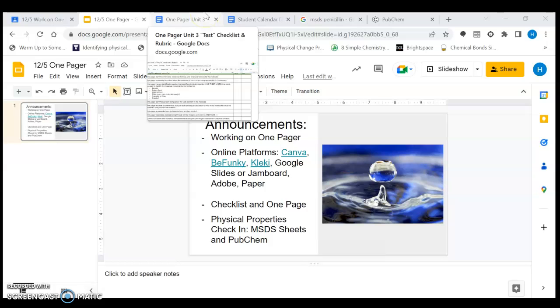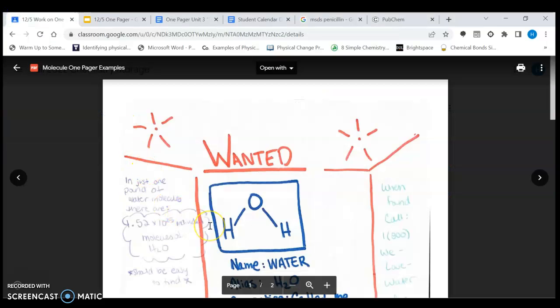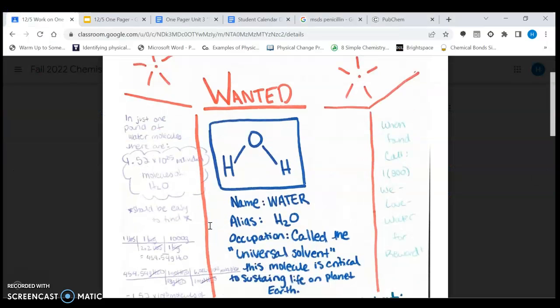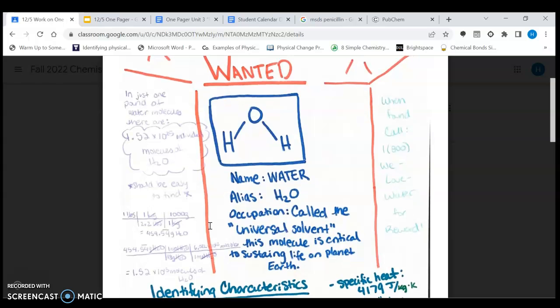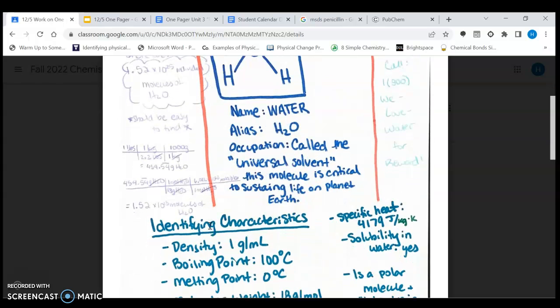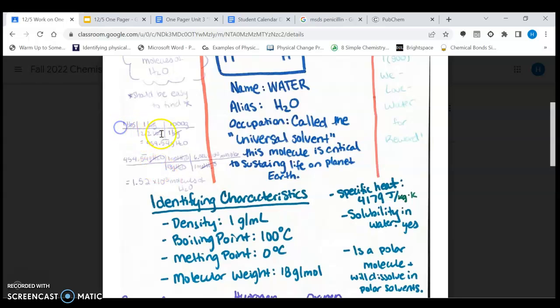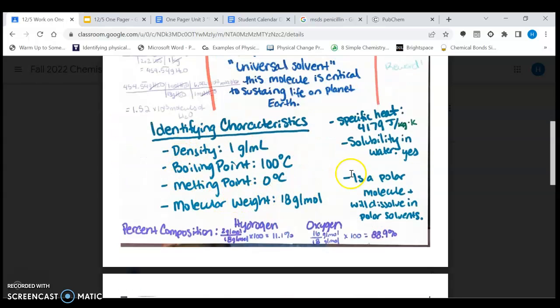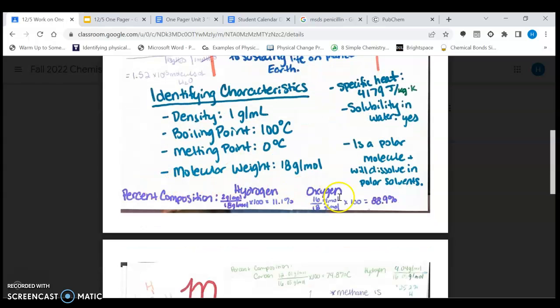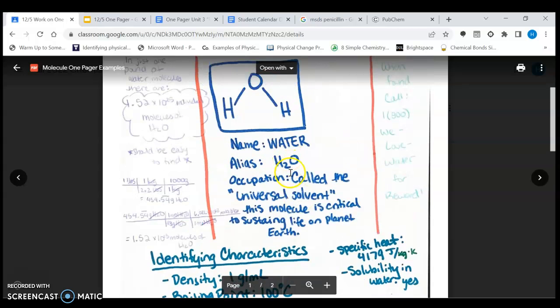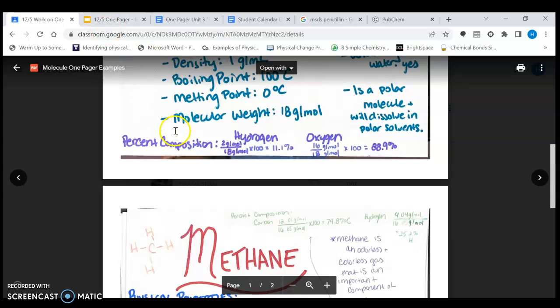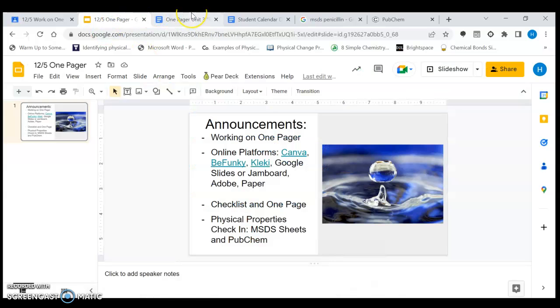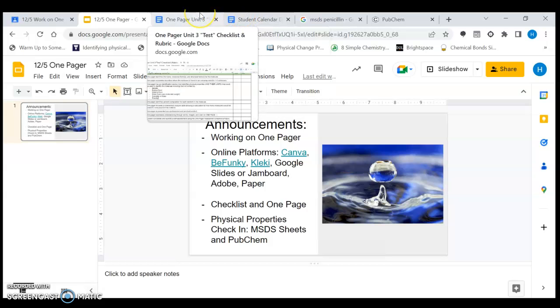So just to revisit, you're going to be turning in this checklist, and I wanted to show you, these are the examples again where I did water and methane, so those two were off the table, but you could use them to see, hey, there's that work for the dimensional analysis table, and here are the physical properties with their units, and here's percent composition calculations, and the name, and molecular formula, and structural formula. And these are posted in Google Classroom as well as up on the board, so please feel free to check them out and reference if you need a little bit.